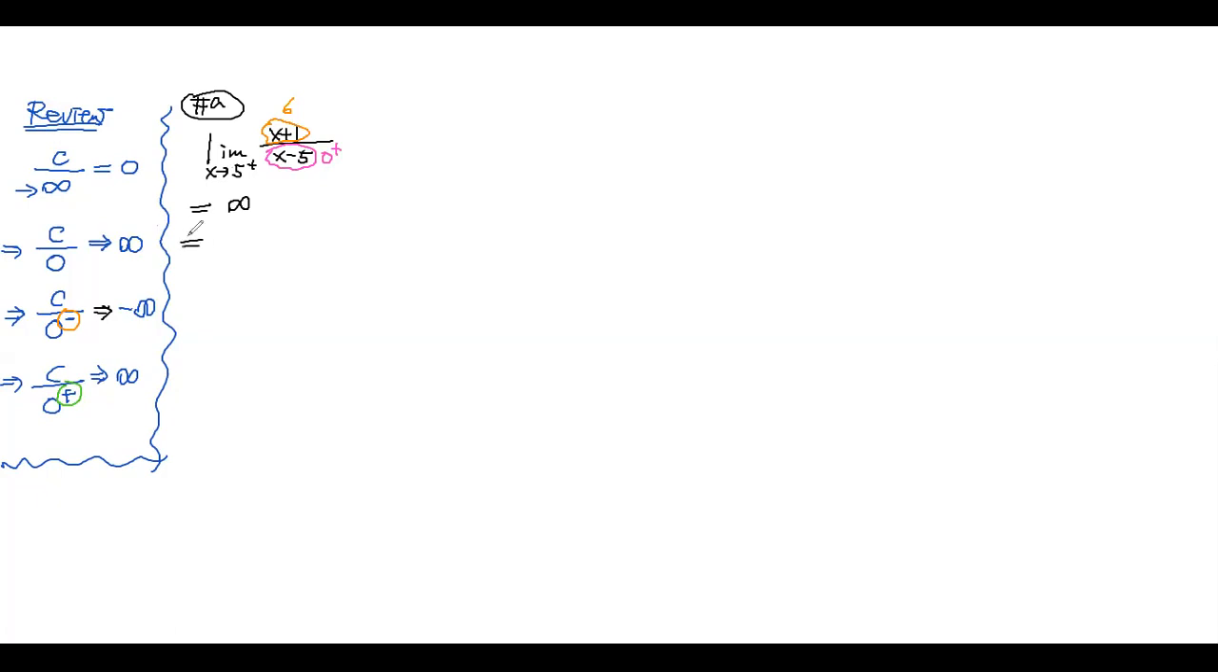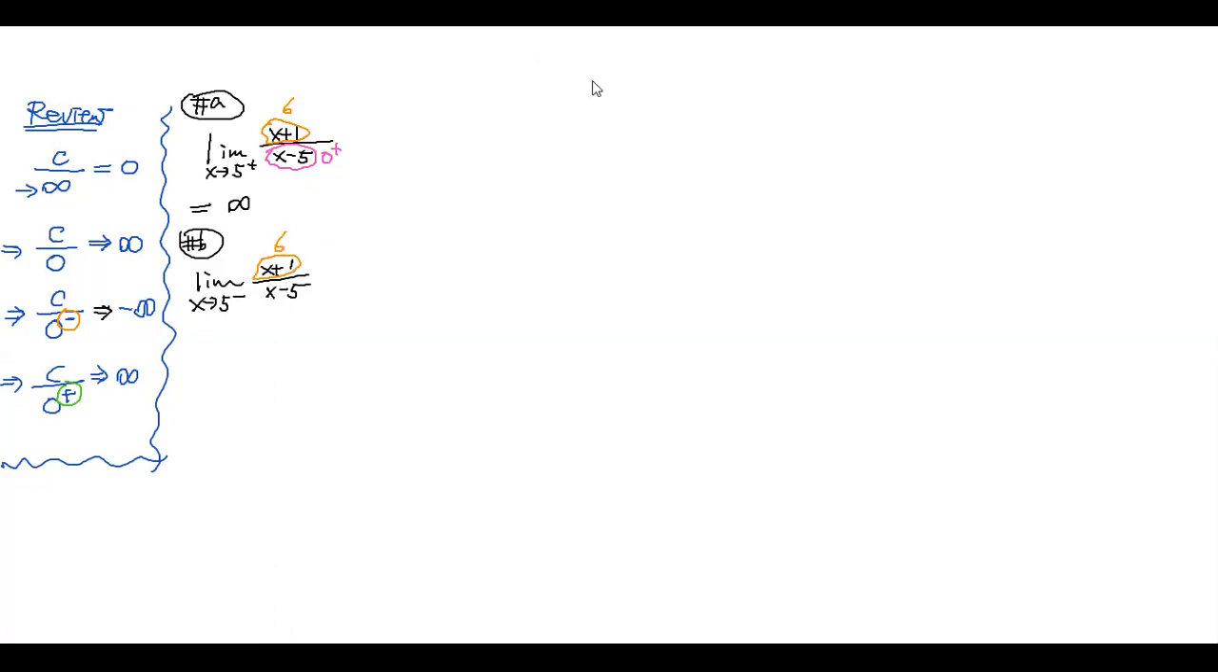Okay, so now let's take a look at part B here. In part B, I have a limit, x approaches 5 from the left-hand side, the negative. Here, this is x plus 1, and this is x minus 5. For these problems, the top, when x approaches 5 from the left-hand side, this number is still going to approach 6.